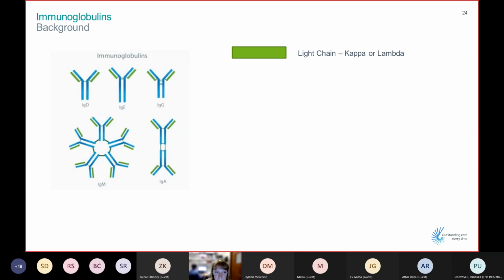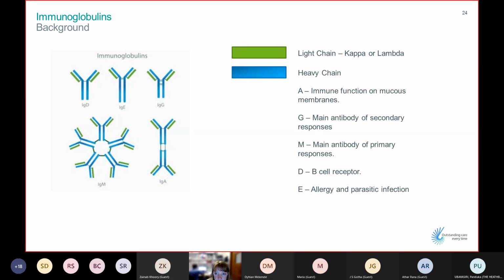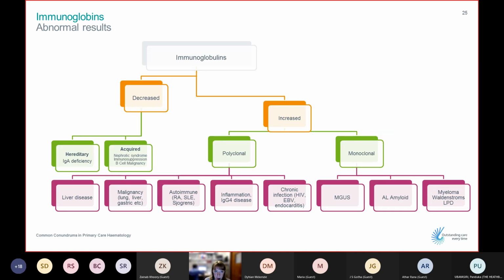So there are antibodies. They're made out of two sections. The first is our light chains, which are these green short blocks, and they can be of kappa or lambda varieties. The second is our heavy chains, and this chain is what we use to then describe the immunoglobulin as a whole. So our IgA is our immune function for our mucous membranes, IgG our secondary responses, IgM our primary. IgD is a B cell receptor, and IgE, as we know, is involved in allergy and parasitic infection.